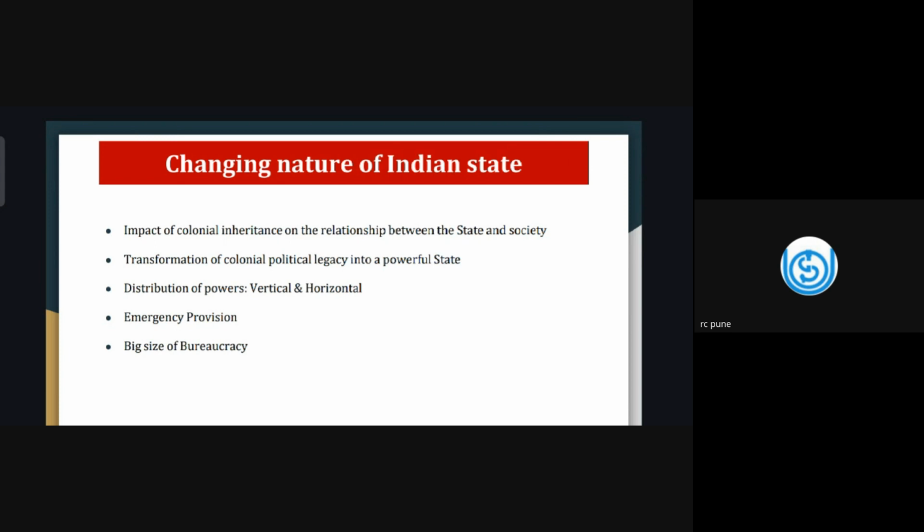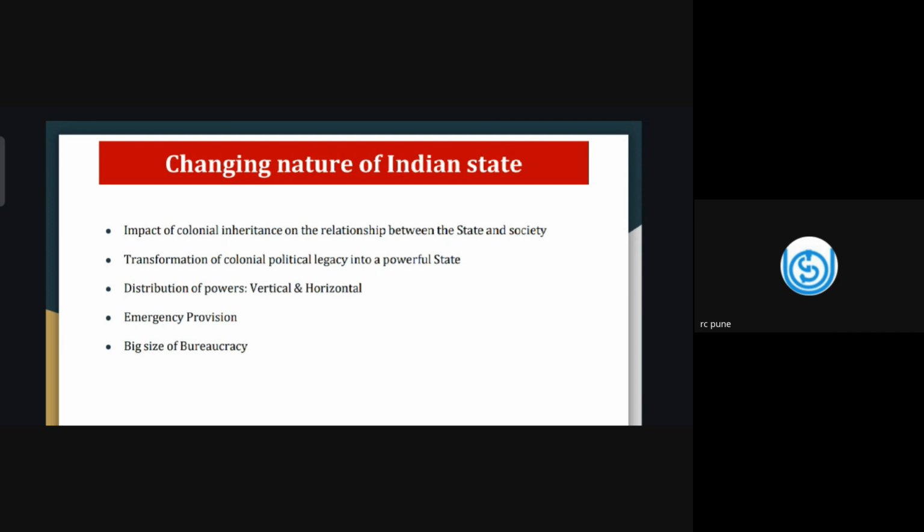One more point where we can say that even though we have colonial mindset is emergency provision. Okay. Emergency provisions are mentioned in the constitution, where central government can declare emergency. In fact, state government do not have any kind of emergency provisions. Rather, central government has it.